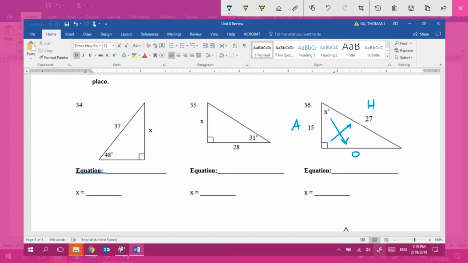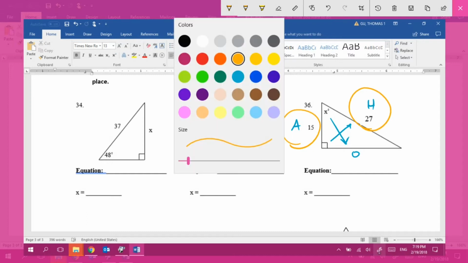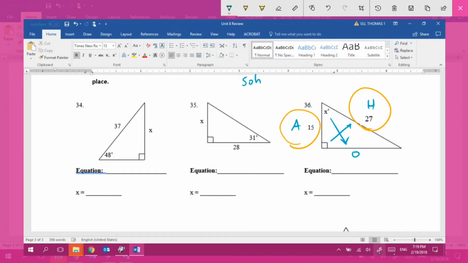Okay, next, what two sides are we given? We're given the adjacent side, and we're given the hypotenuse. Which function? Let's write SOHCAHTOA. Which side uses the adjacent and the hypotenuse? That would be CAH, so we're using cosine. My equation then is going to be cosine of x, we don't know what it is, equals adjacent, 15, over hypotenuse, 27. It does matter which order you put it in. It's adjacent over hypotenuse, not hypotenuse over adjacent. So that will change your answer, okay?